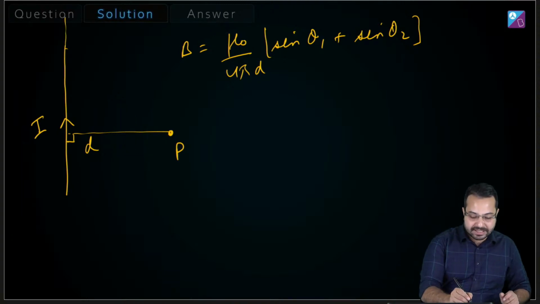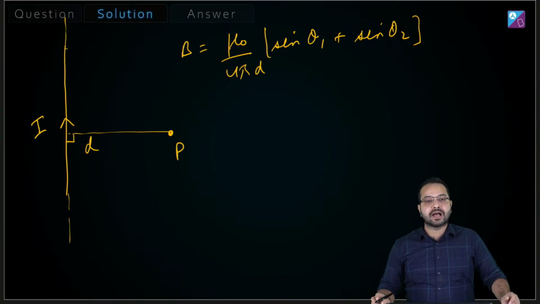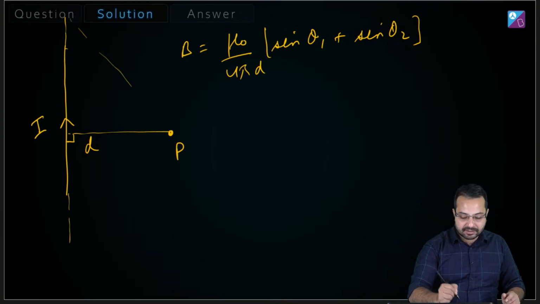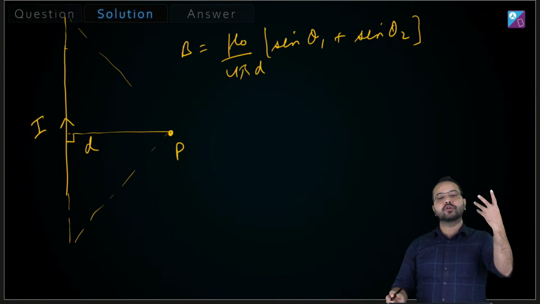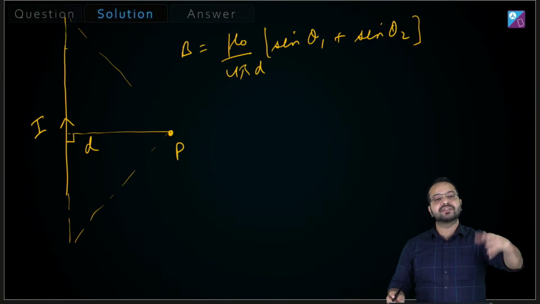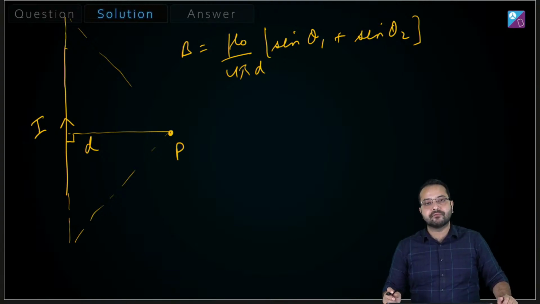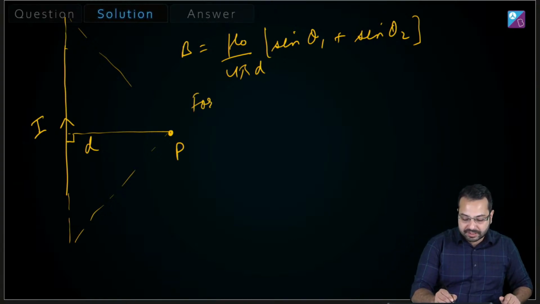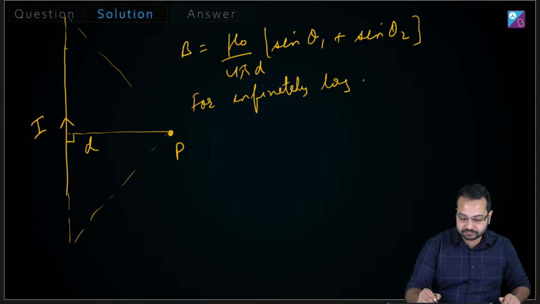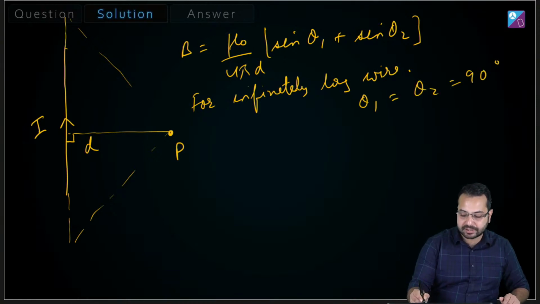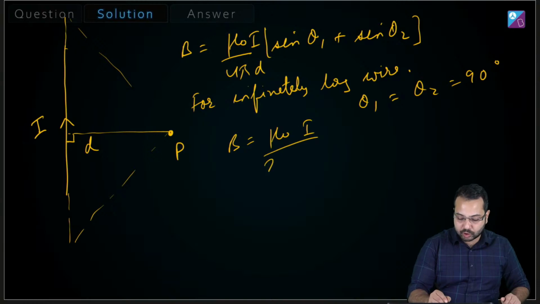Let's say we have an infinitely long wire. If we have an infinitely long wire, this angle theta 1 and this angle theta 2 both are going to tend to 90 degrees. Think, if it is infinitely long, this angle will become larger and larger and very close to 90 degrees. So for an infinitely long wire, theta 1 is equal to theta 2 is equal to 90 degrees. Correct? You substitute it, you are going to get B is equal to mu naught I upon 2 pi d.